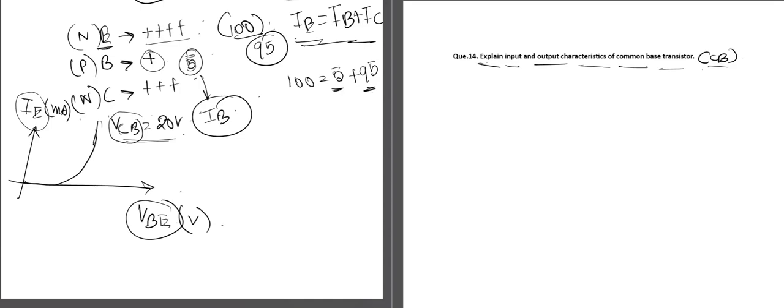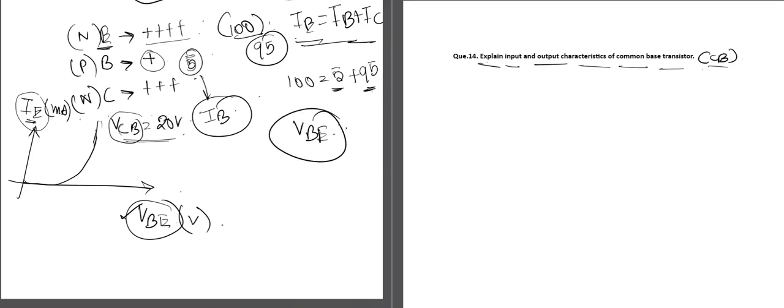Okay. So in the common base configuration, the curve is plotted between I_E and V_B, keeping V_CB as a constant. V_B is increased, keeping V_CB constant, initially at 0, and the value of current I_E is noted. Then similarly, the value of V_CB is increased and kept constant, V_B is increased, and the input current I_E is noted. Because the input side is V_B, the base emitter junction.